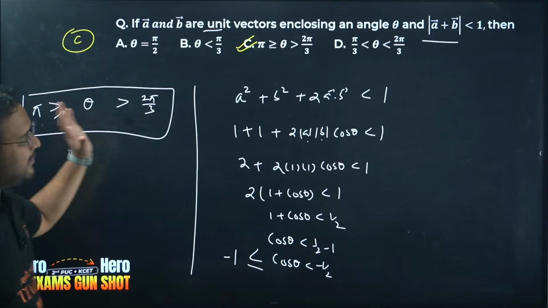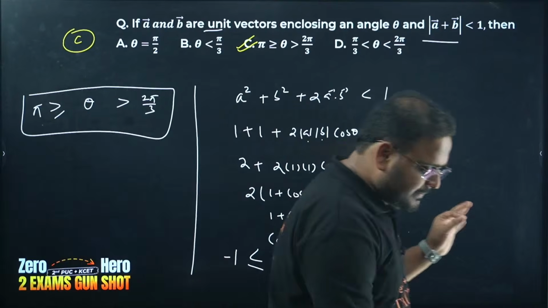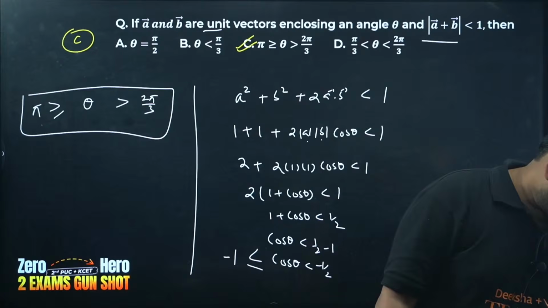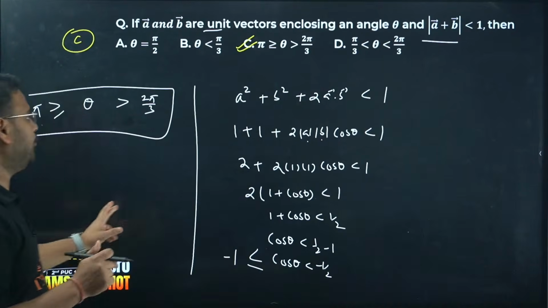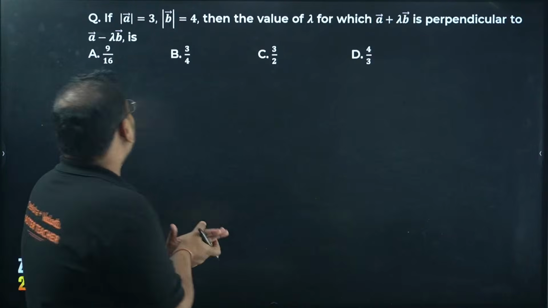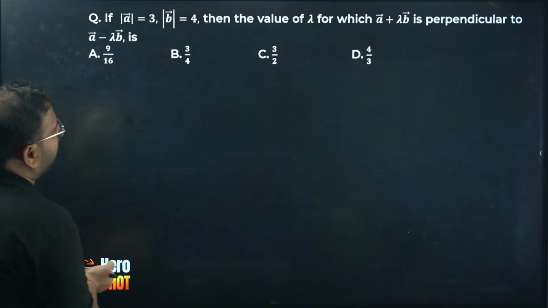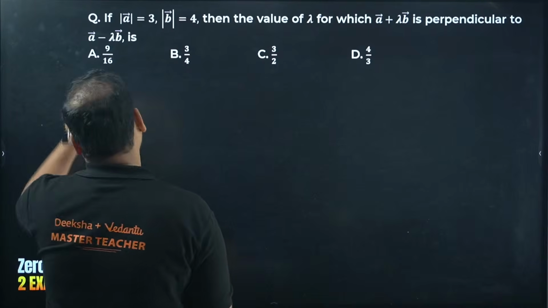Moving on. Anybody has doubt in this particular question? Any step? Can you ask me? Anyone has doubt in any particular step in this particular question? If not, I'll move on. Next one. Mod of A is 3, mod of B is 4, then the value of lambda for which this is perpendicular to this one.